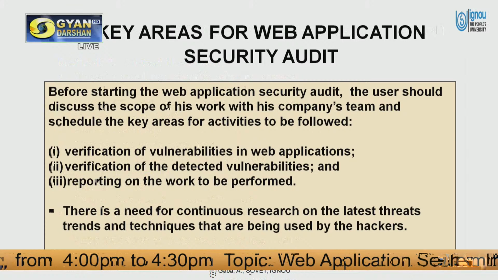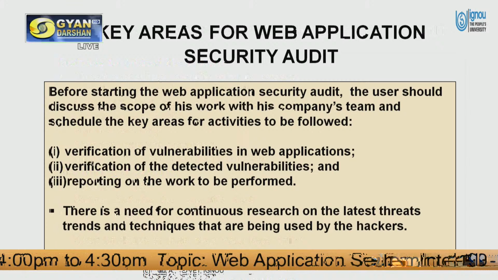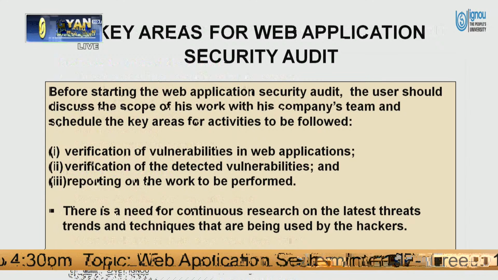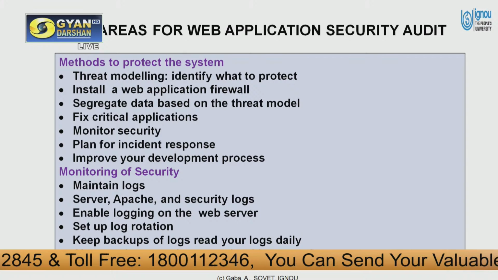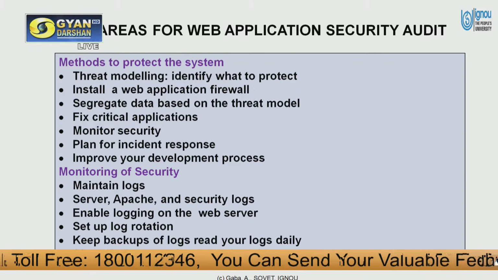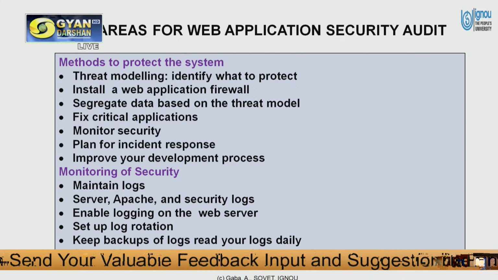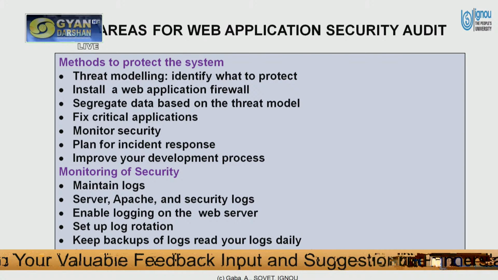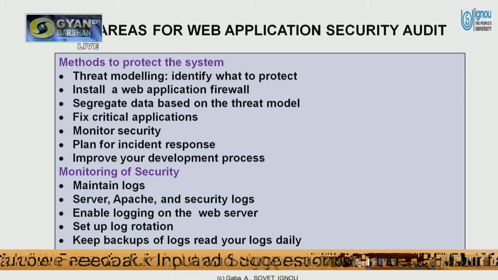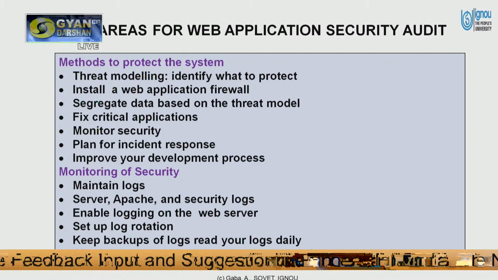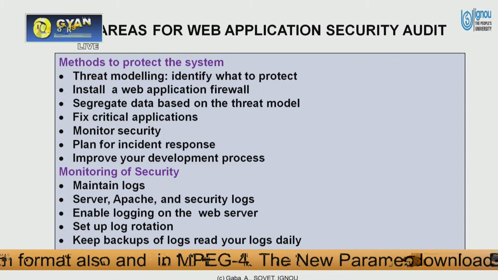And lastly, let us identify the key areas. We did some R&D and found key areas for web application security audit. First is a method to protect the system: threat modeling, which I just explained. The first step is to identify what to protect. The second step is to install a web application firewall. Most companies, organizations, and even individuals have personal data and critical applications. What are the critical applications? A lot of software is coming, and big companies like McAfee offer virus-free software tools. But you should also plan for incident response. It can happen anytime.